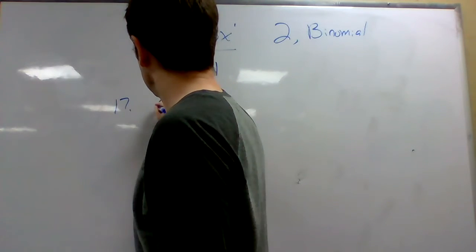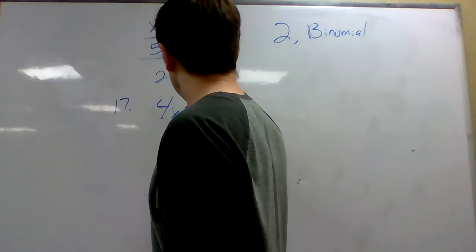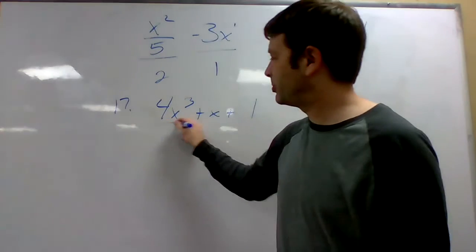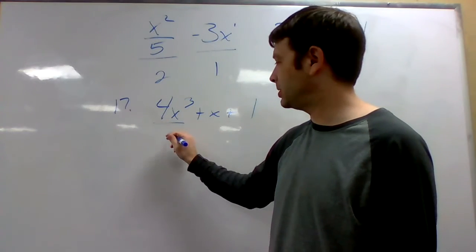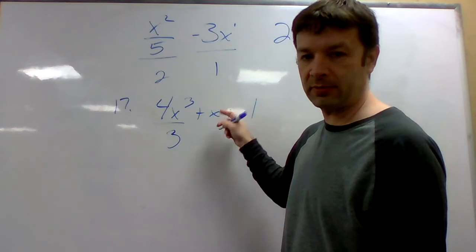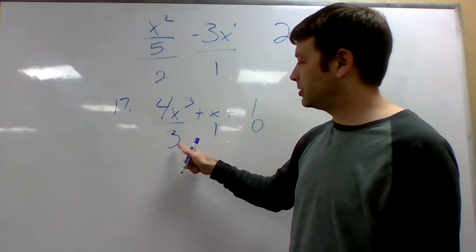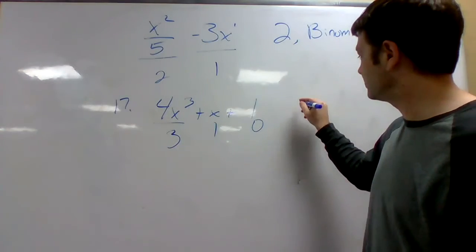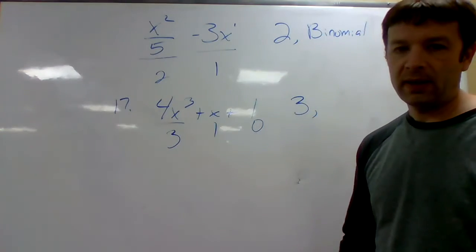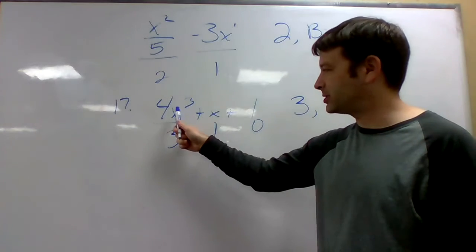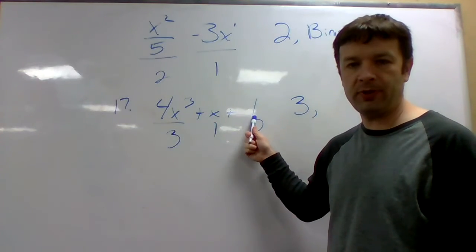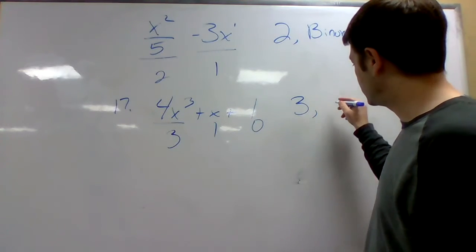Okay, number 17, 4x cubed plus x plus 1. What's the power on the first term? 3. What's the power on the second term? 1. What's the power on the last term? Nothing, 0. So the degree of the polynomial is 3. And what kind of polynomial is it? 1, 2, 3 terms is a trinomial.